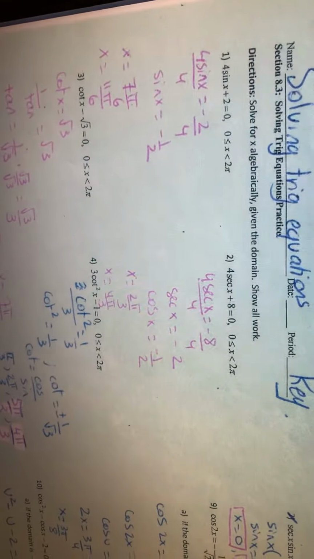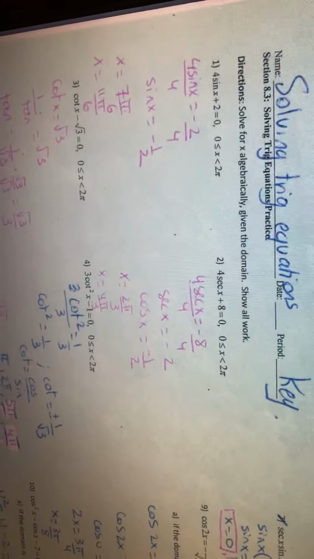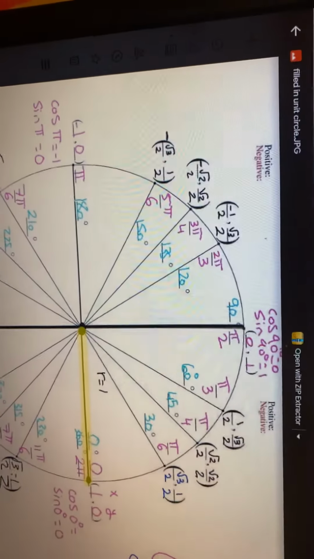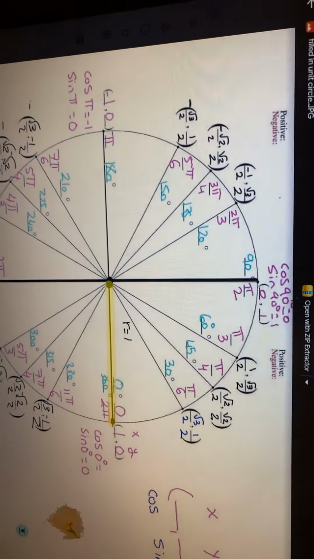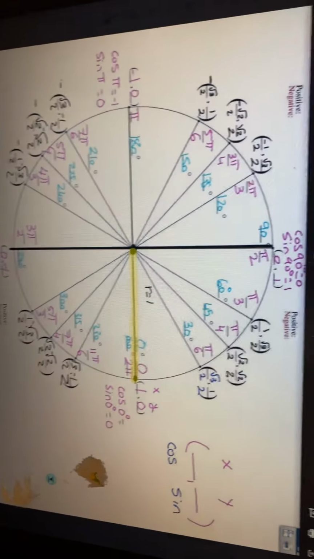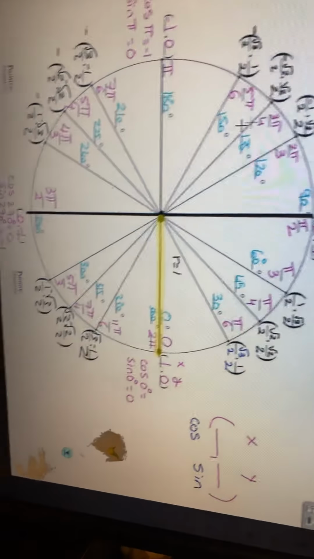Number 2, you subtract the 8 first, divide by 4, you get secant equals negative 2. Secant is the reciprocal of cosine, so cosine equals negative half. And you look at the unit circle for the two angles that have cosine equals negative half. Again, the cosine is the x coordinate. So for x equals negative half, you're going to find two angles, which are 2 pi over 3 right here and 4 pi over 3. So that's why our solution includes 2 pi over 3 and 4 pi over 3.